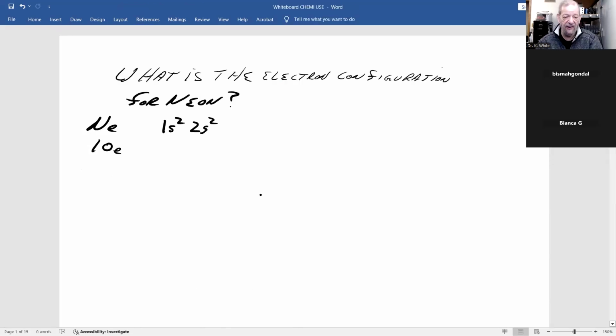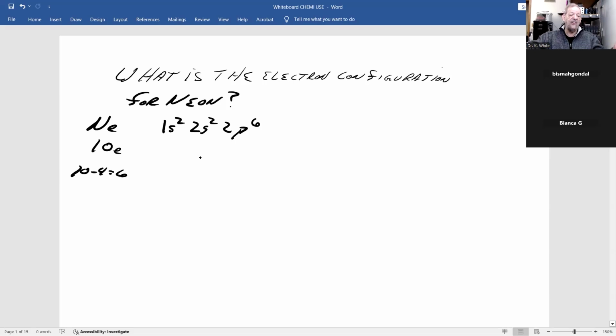Well, I have 4 here. 10 minus 4. Oh, goody. It equals 6. So for 2p, the maximum I can put in is 6, which is what I need to do, and I'm done. So the electron configuration for neon is 1s2, 2s2, 2p6.